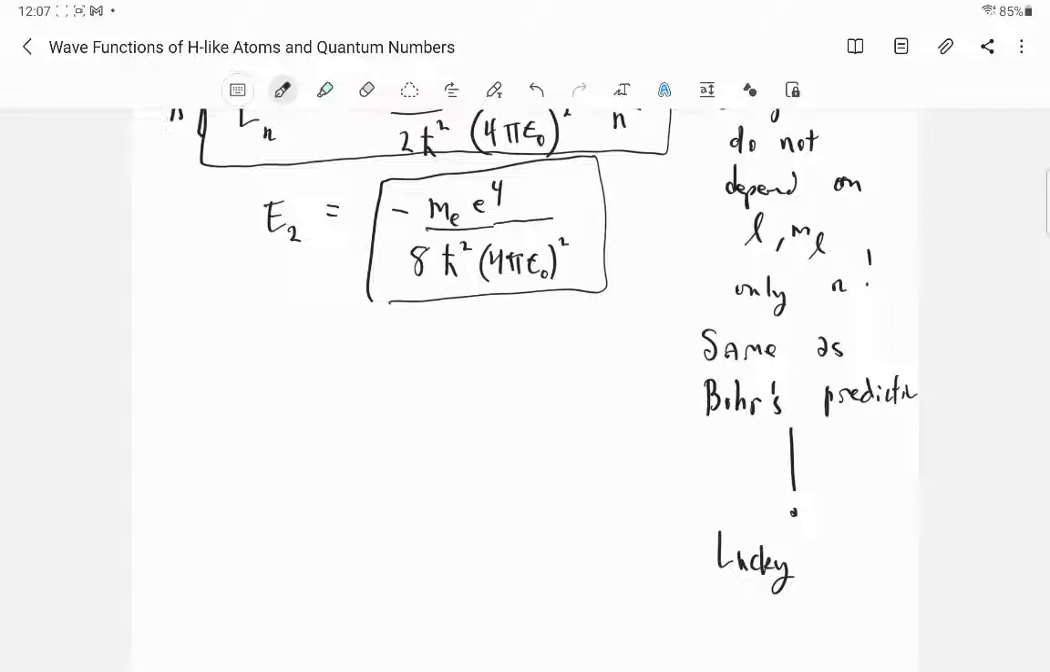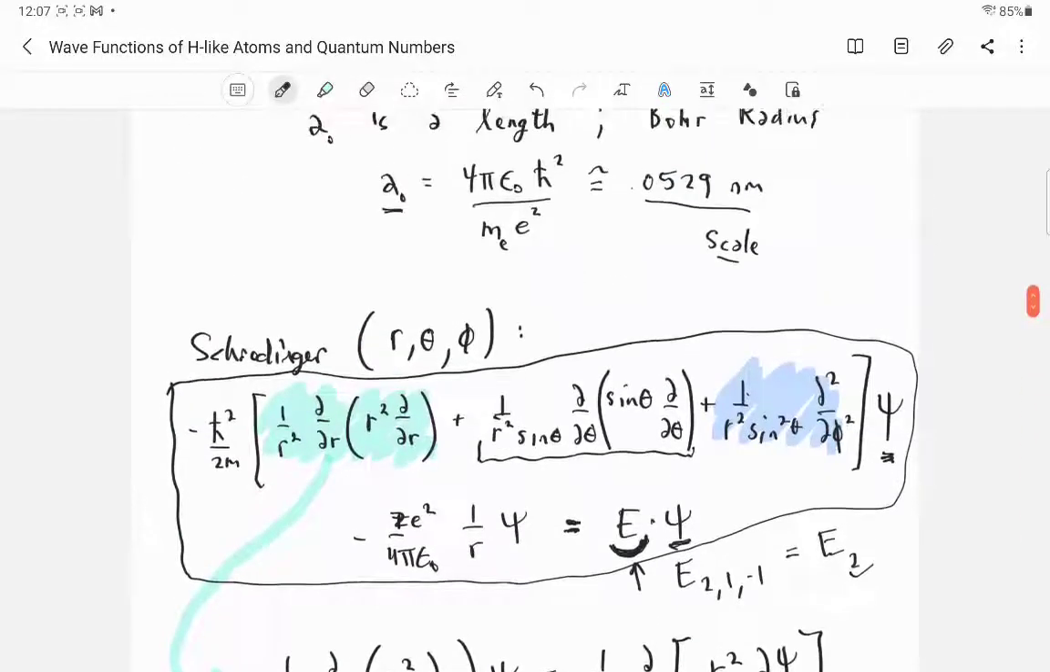Because remember, Bohr's prediction of the hydrogen spectrum was spot on. He got the right answer for the energies, but the underlying physics is not correct. First of all, the underlying physics was only two-dimensional, and also it's not fundamental enough. But this solution, which is based on solving this Schrodinger equation right here, is fundamental. It's fundamentally three-dimensional. It's fundamentally a quantum mechanical exercise. Bohr's exercise was called semi-classical.